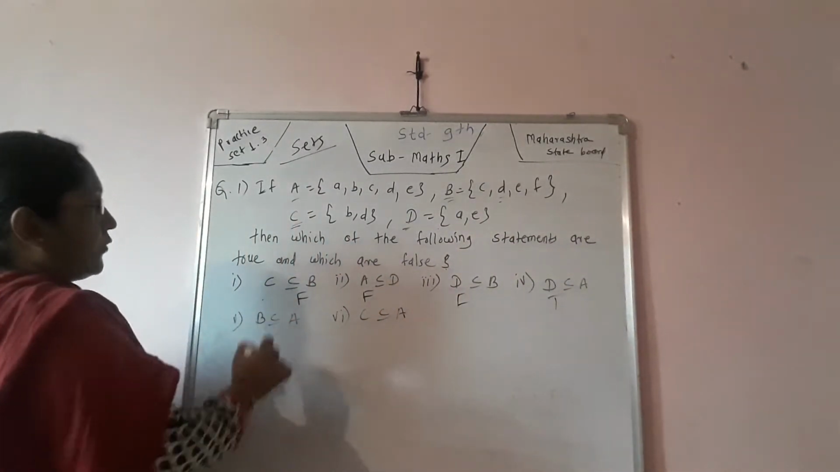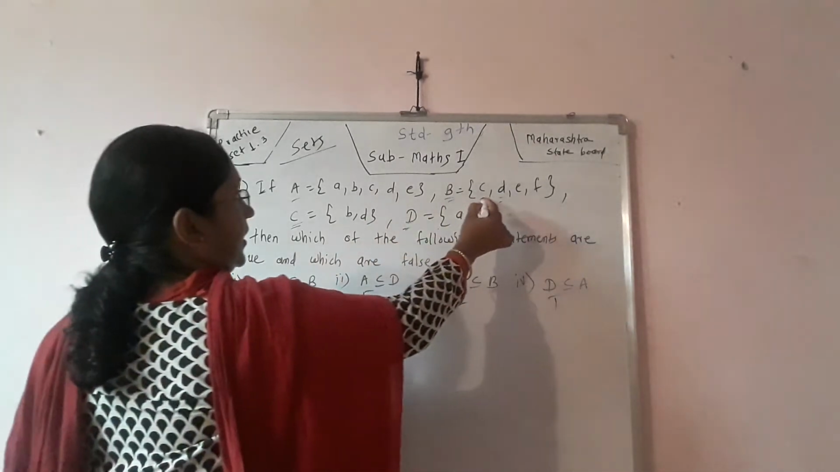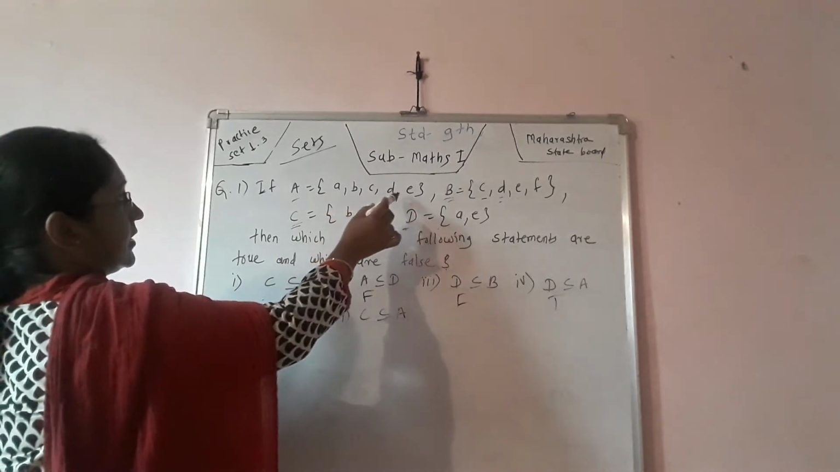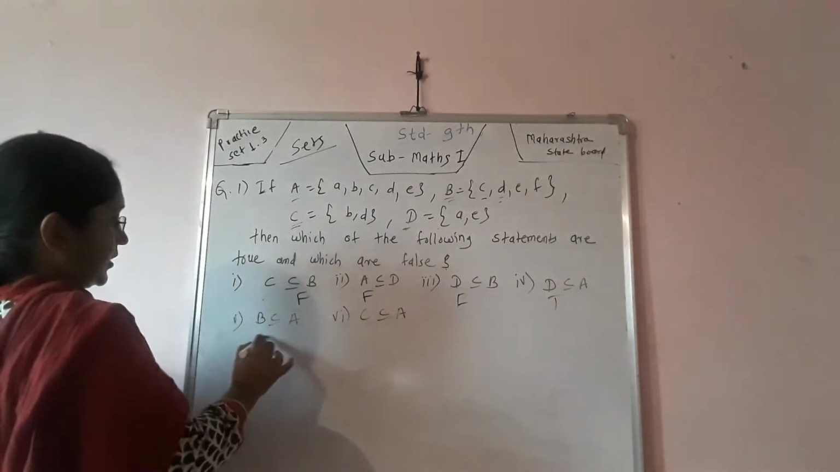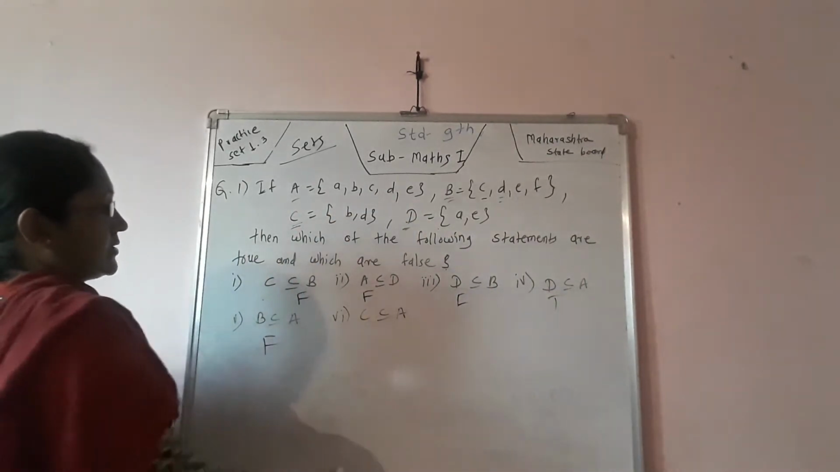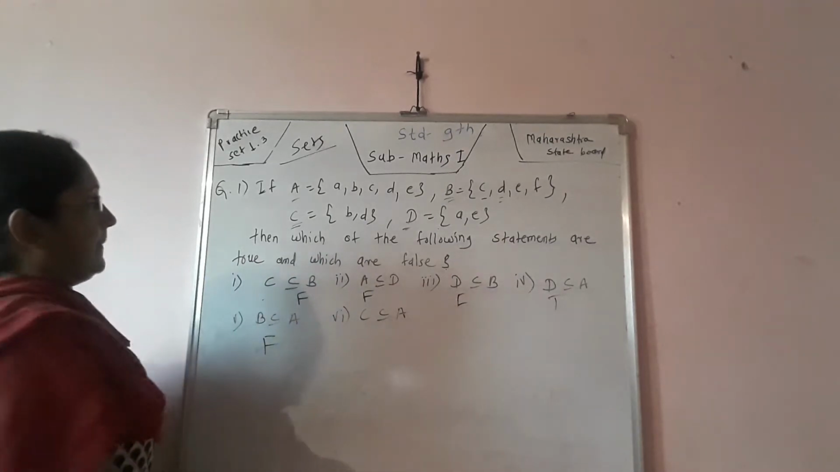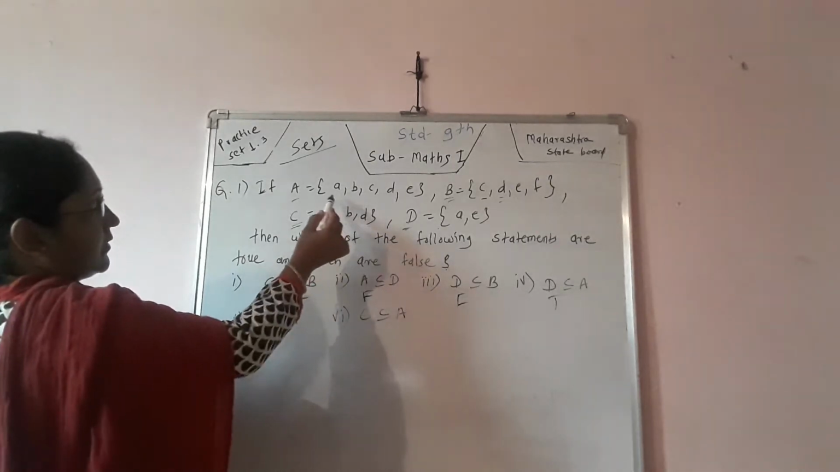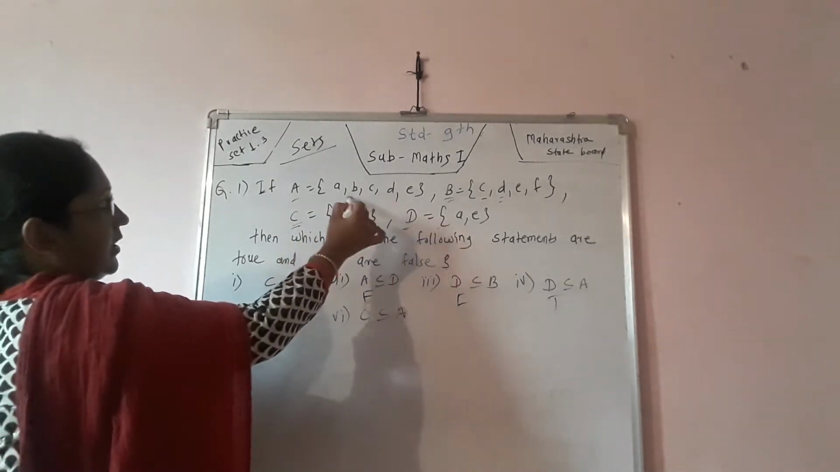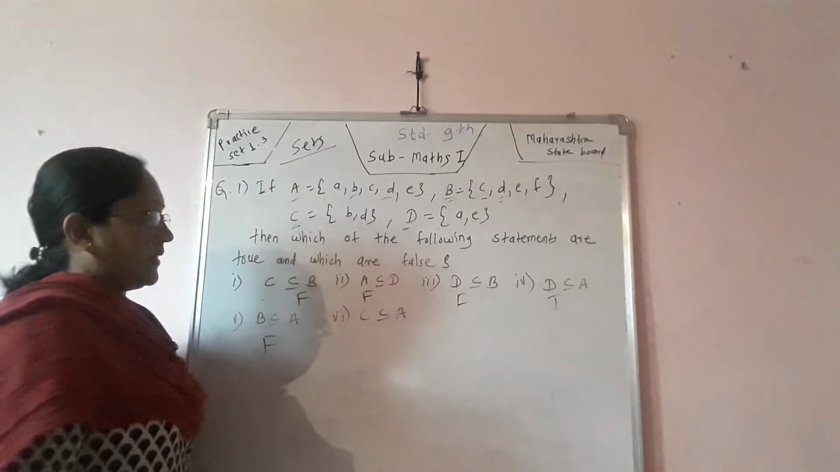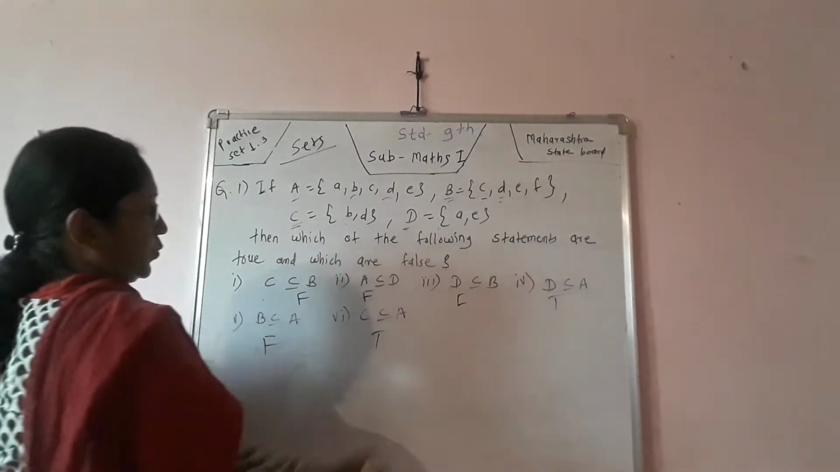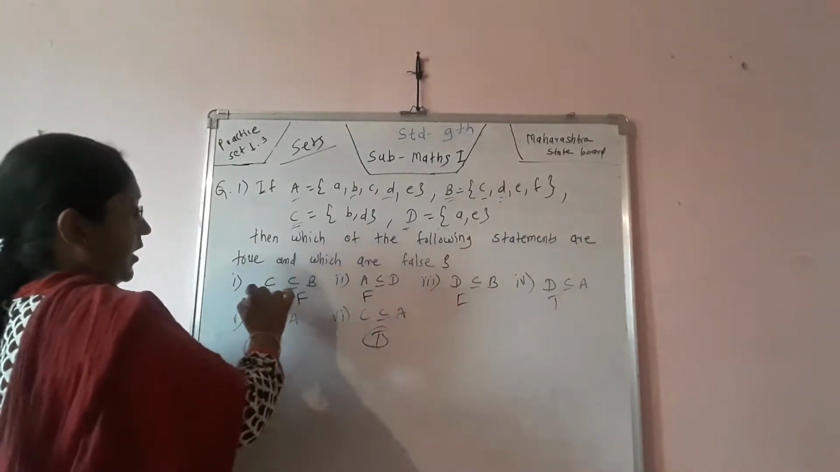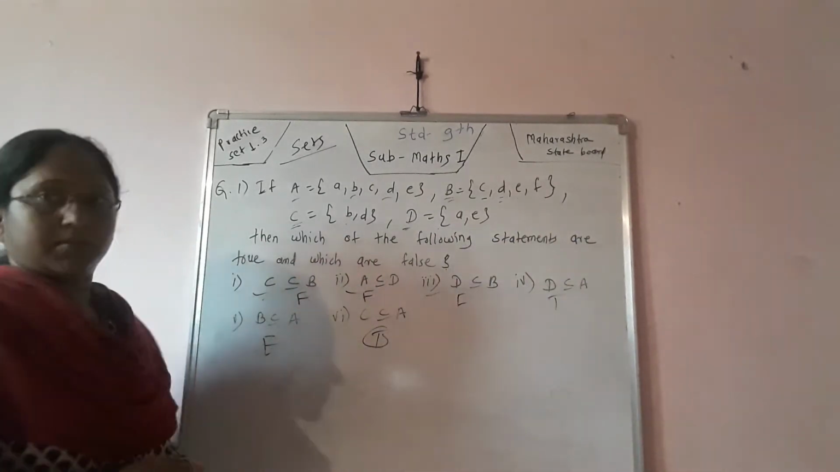Then B is a subset of A. B has C, D, E, F elements and here A has C, D, E. F is not there, so it is also false. Then C is a subset of A, C has B and D elements and here A has A, B, C, D. Here also B and D are present, so it is also true. So 4 and 6 are only true, the other 4 are false.